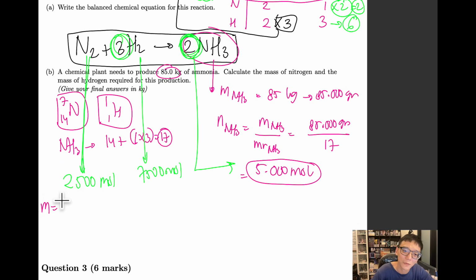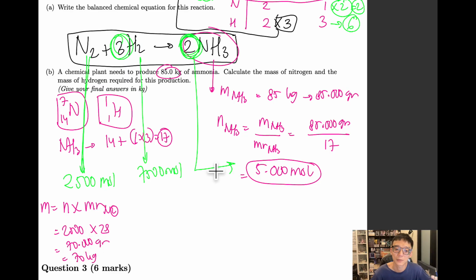So the mass of nitrogen would be mole multiplied by MR of nitrogen. So nitrogen is 14, but we have 2 nitrogen atoms, so 28. So 2,500 multiplied by 28, it will be 70,000 gram or 70 kilo. Because gram to kilo means you divide by 1,000.